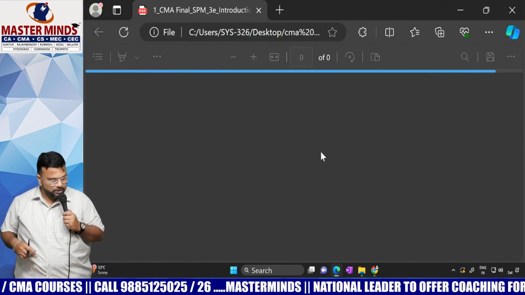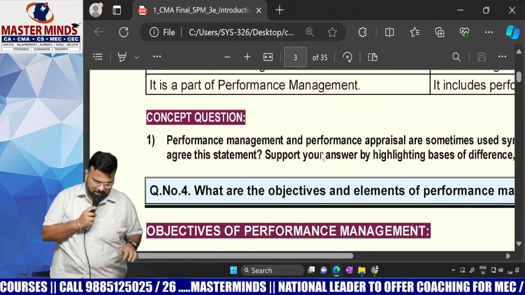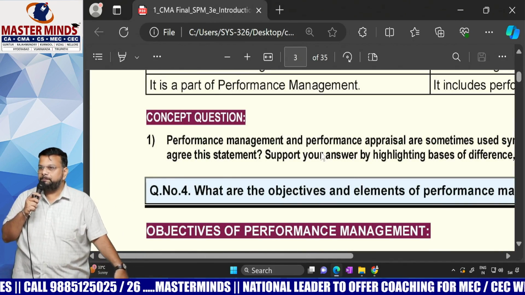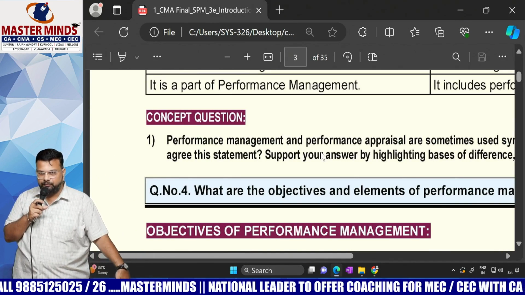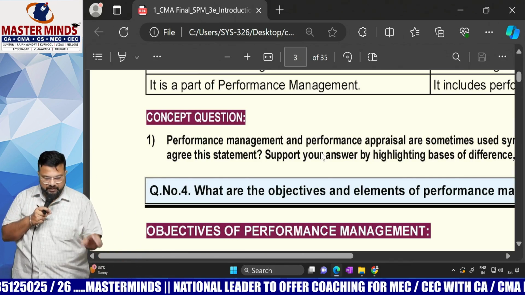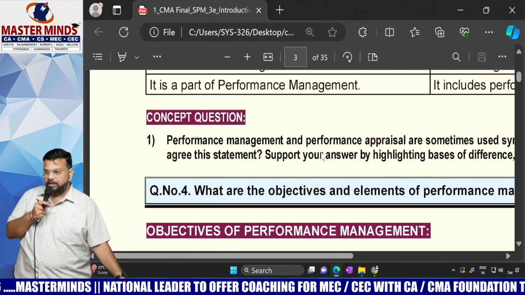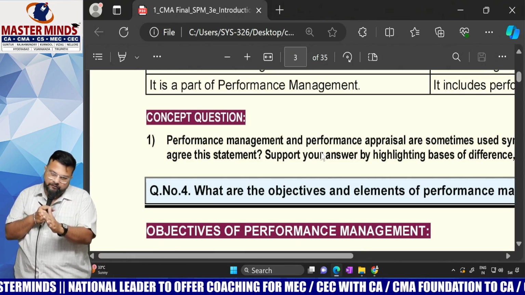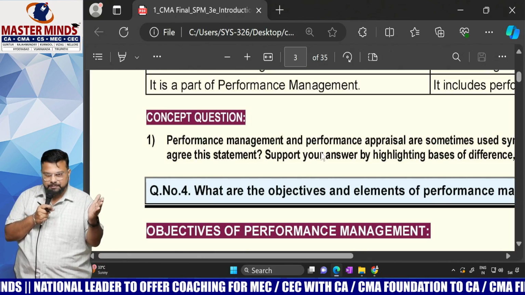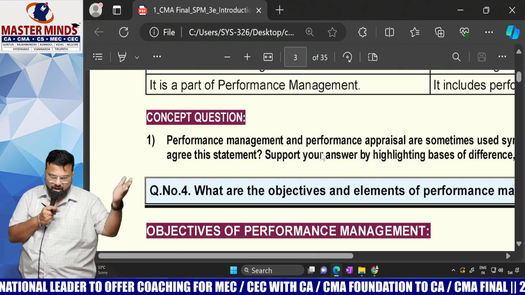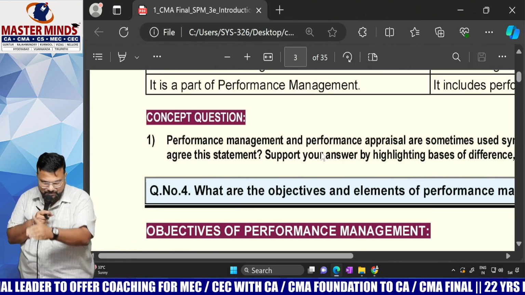I think in the last class we have completed the discussion about performance, right? We need to discuss the difference between performance appraisal and performance management. Which one is a broader term and which one is a narrower term? In other words, which one is part of which element, Nana? Is performance management part of performance appraisal, or is performance appraisal part of performance management?